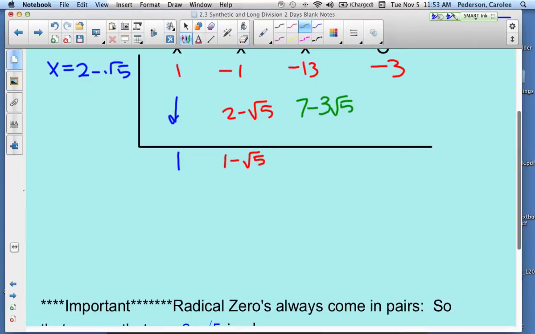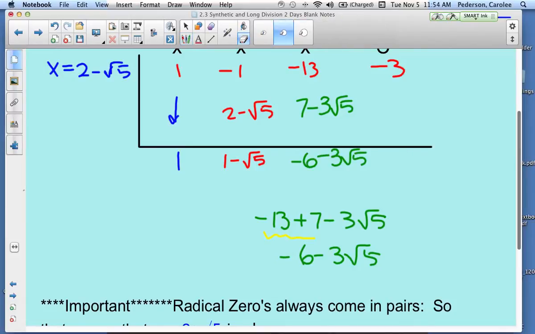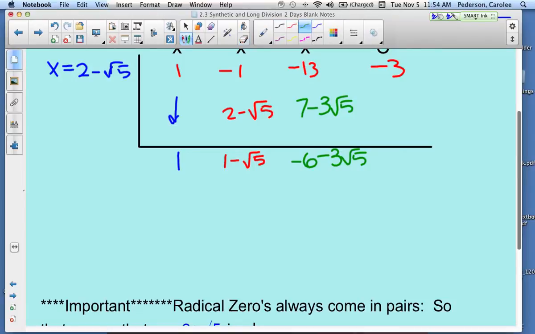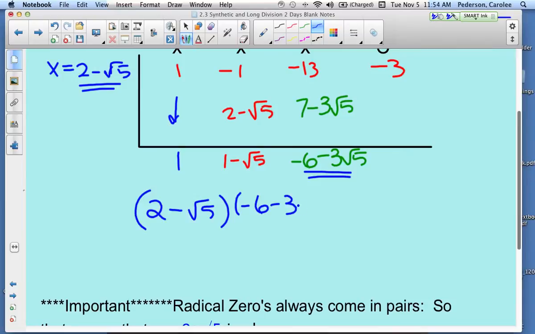Now we add our columns. So we're adding negative 13 plus 7 minus 3 square roots of 5. We add like parts together, so in this case our integers, and we get negative 6 minus 3 square roots of 5. Negative 6 minus 3 square roots of 5. I'm going to erase my scratch paper, and I'm going to multiply this piece times that piece. So use my scratch paper again down here. 2 minus the square root of 5 times negative 6 minus 3 square roots of 5.